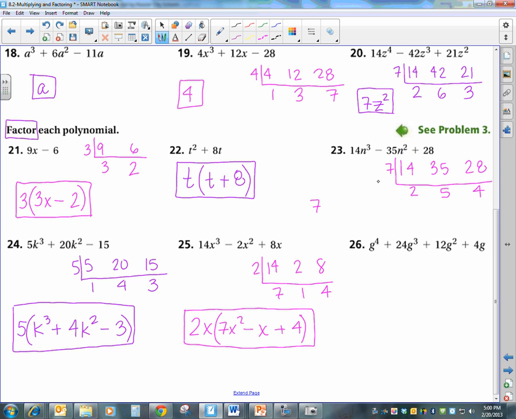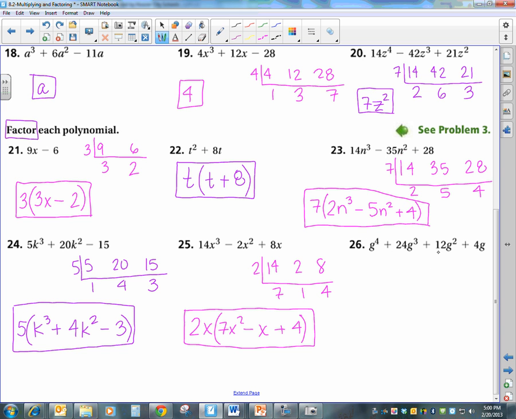They do not all have a variable, so I'm going to write what's left. There's my number 2. Didn't take out a variable, so my variables will all stay the same. My signs stay the same because I didn't factor out any kind of negative. So there's 23.